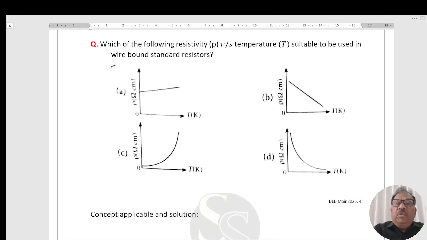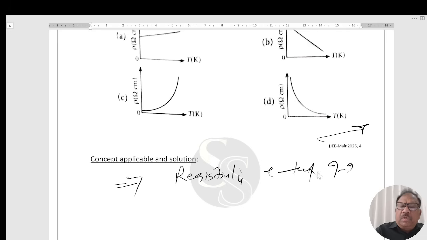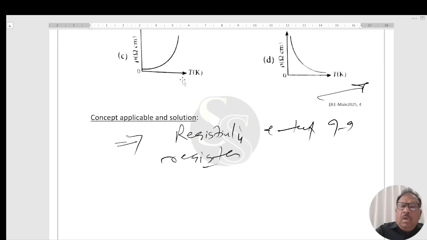Question is, which of the following resistivity versus temperature graphs is suitable to be used in a wire-wound standard resistance? Four options are given to you. One of the options is correct. Question is taken from JEE Main 2025. Resistivity and temperature of a resistor are connected: rho T equals rho 0 into 1 plus alpha delta T.